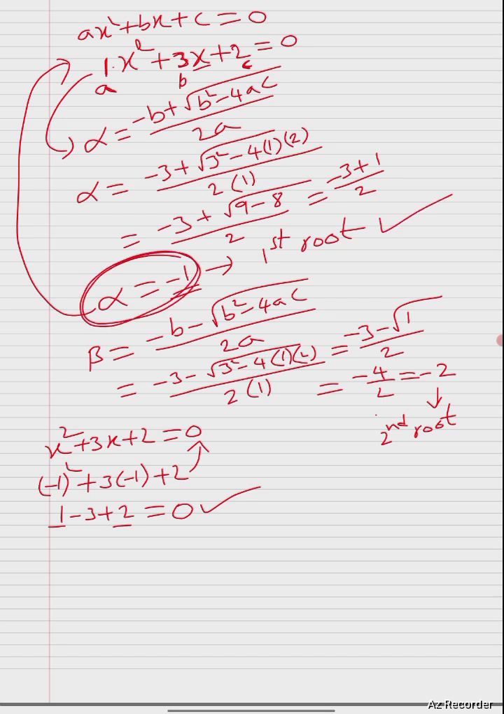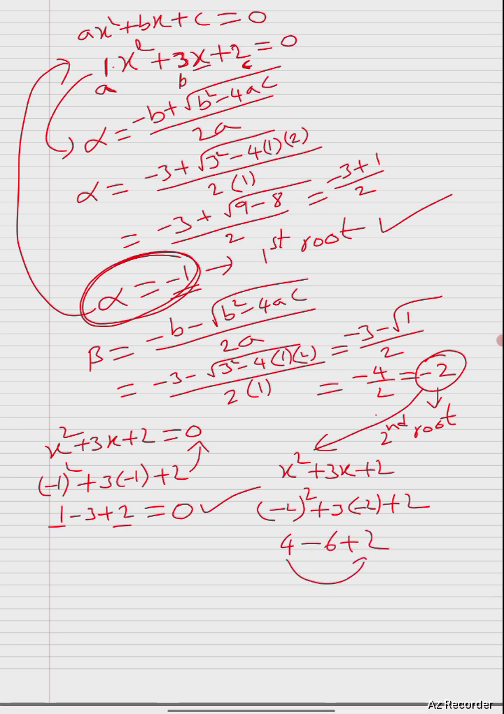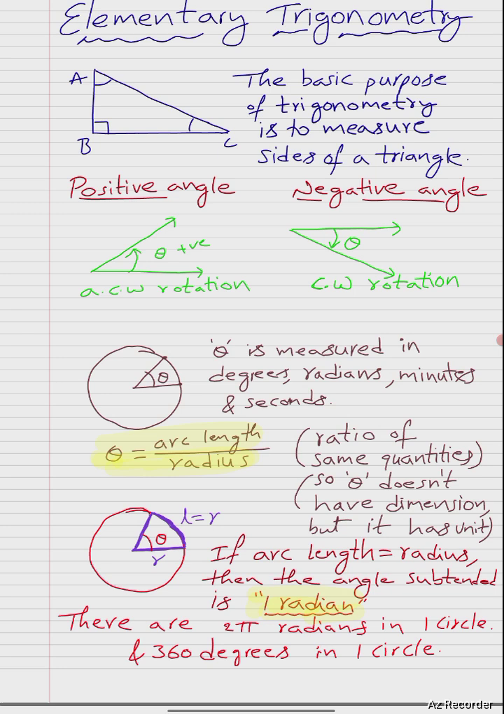Now let us verify with minus 2. Let us take the polynomial again. X square plus 3x plus 2. Now substitute minus 2 in place of x, which is minus 2 whole square plus 3 into minus 2 plus 2. So minus 2 whole square is 4, minus 6, plus 2. So this again gives us 4 plus 2 is 6, and this is minus 6, which will give us 0. Okay. So this is how you find the roots of a given polynomial. I hope you understood. Next, move on to the next slide.